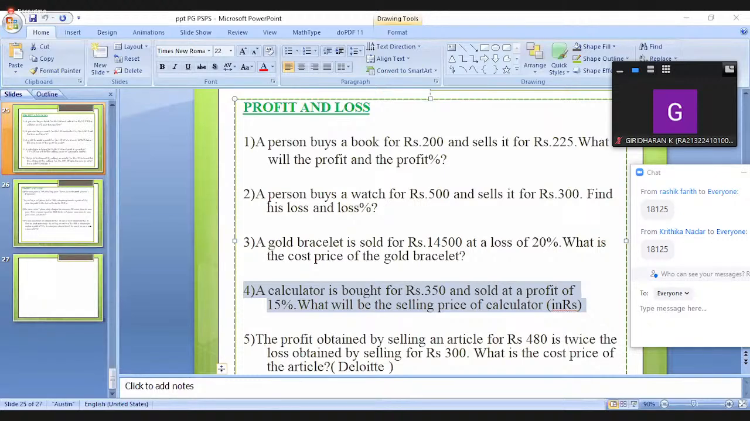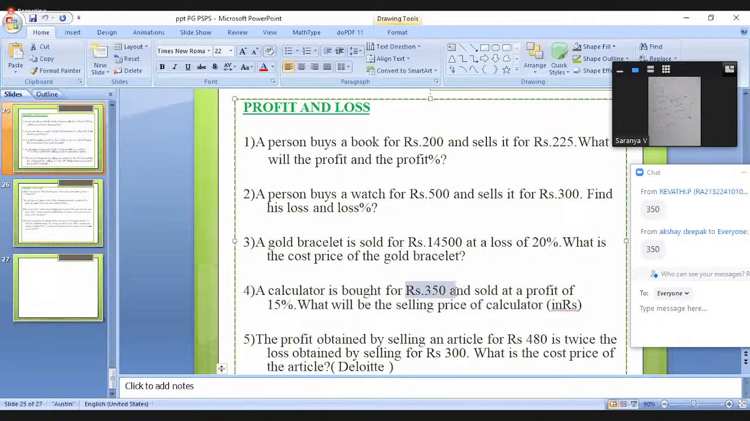What is the 100% amount in this question? Post your answers. Ritika, right? Yes, the 100% amount is 350 rupees. Cost price is the 100% amount. Always the cost price is the 100% amount. Okay. And what will be the selling price?